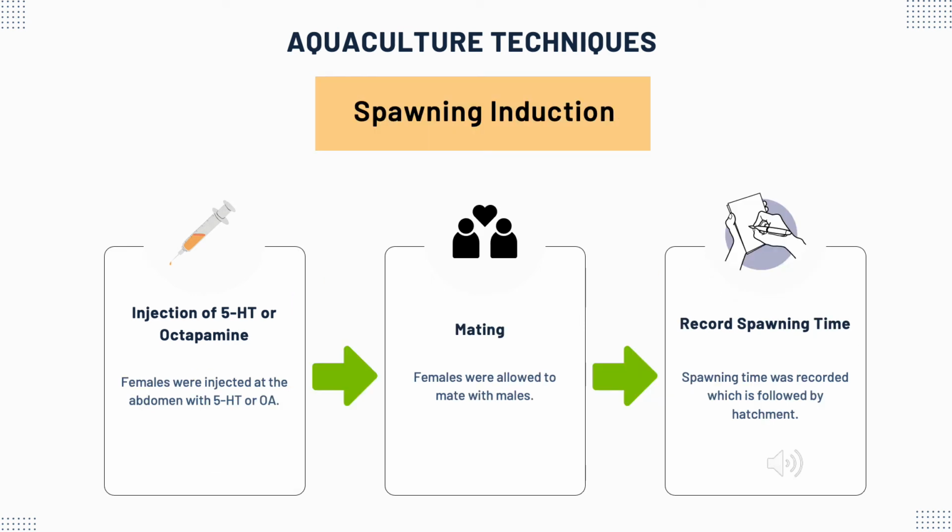Then this study also highlighted how they studied spawning induction, first by injection of serotonin or octopamine, and then allowing the females to mate with the males, and then they recorded the spawning time, which is followed by the hatching of the eggs.